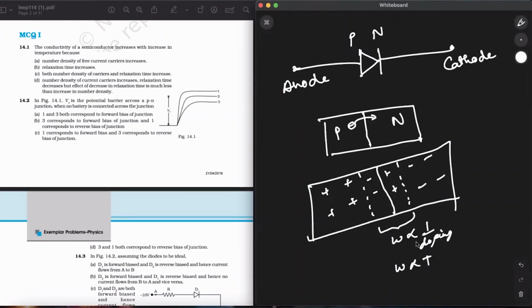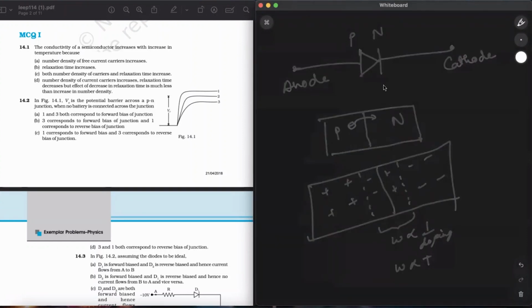And the PN junction diode is equivalent to a capacitor in which the depletion layer acts as a dielectric. So which option is correct? Option B. 3 corresponds to forward bias of the junction and 1 corresponds to the reverse bias of the junction, because the potential is increasing when we are going on a reverse bias. So that is correct. Moving on to the next question now.